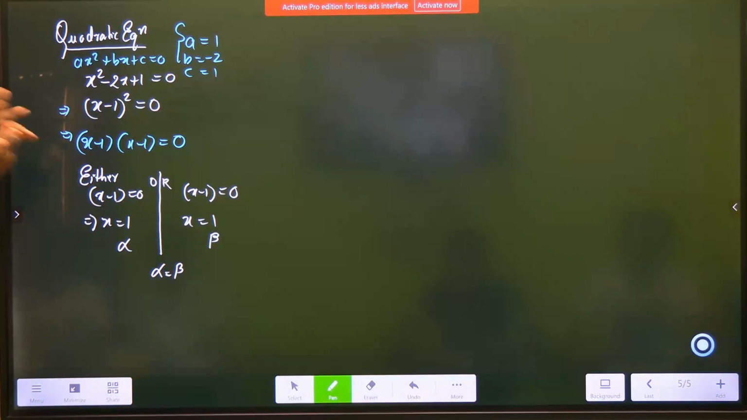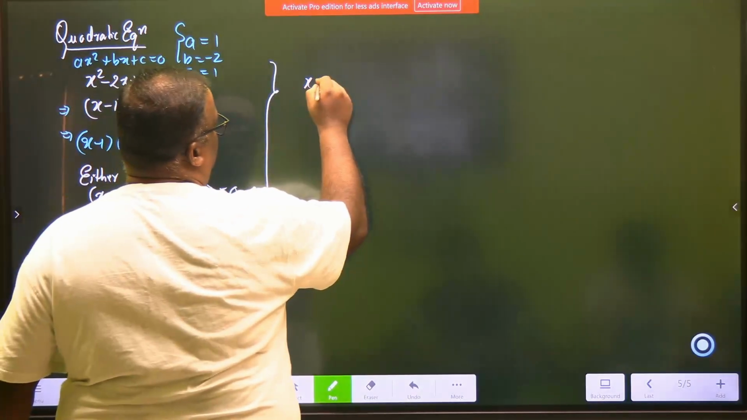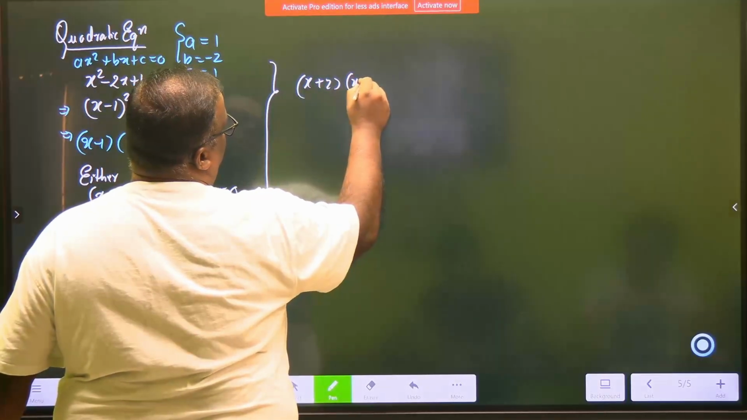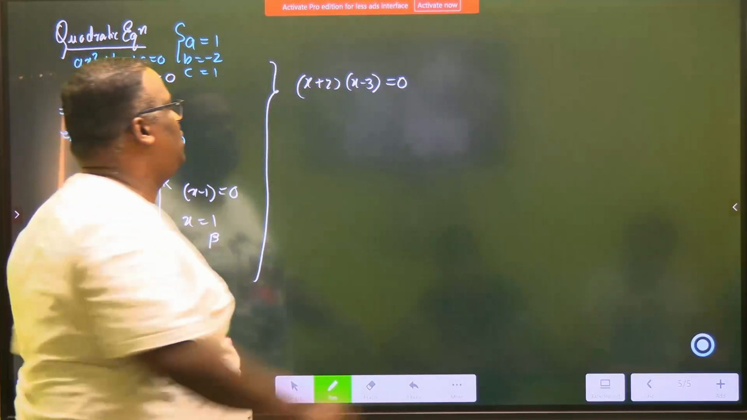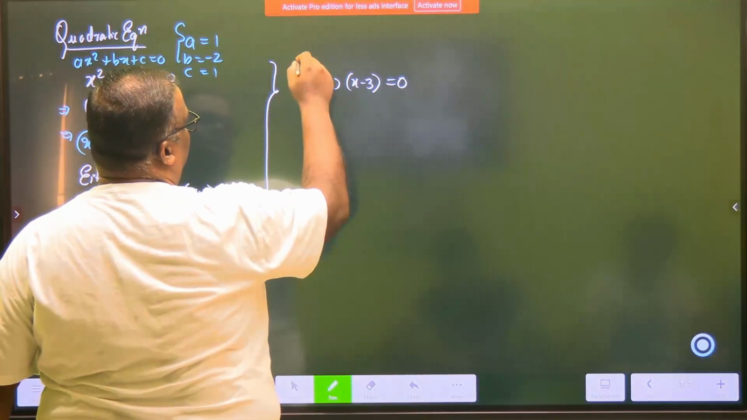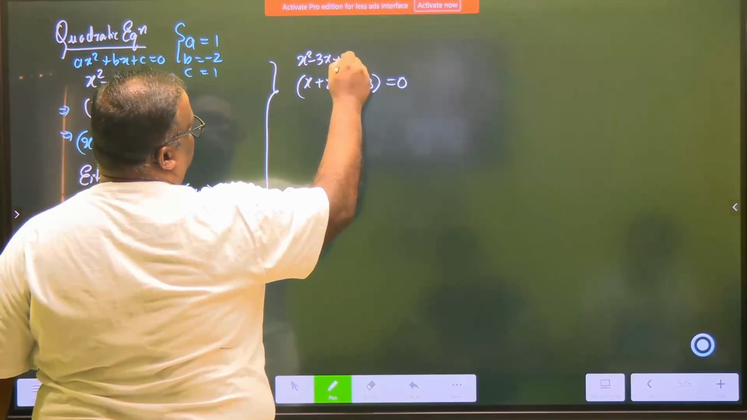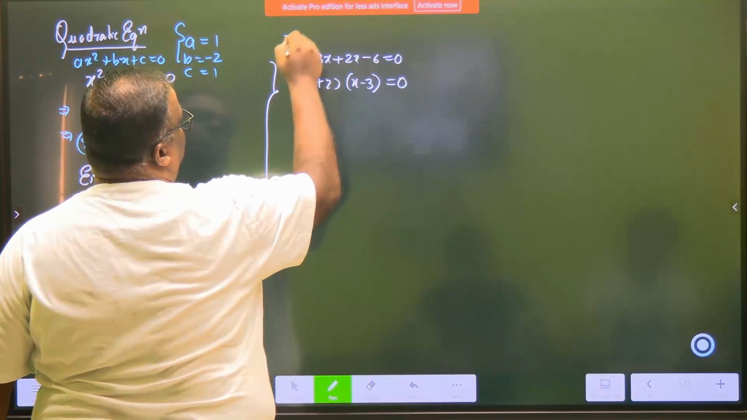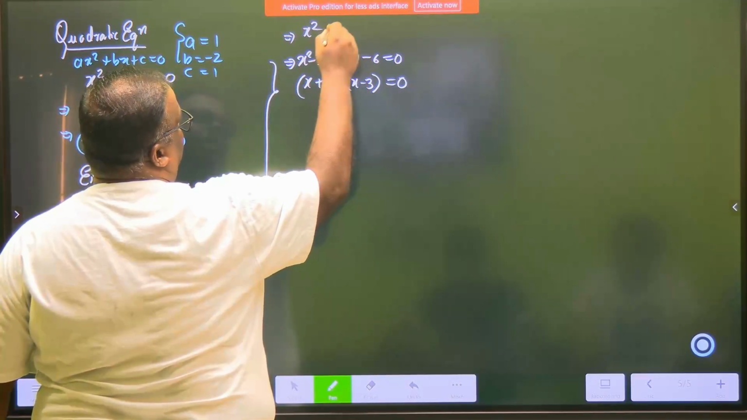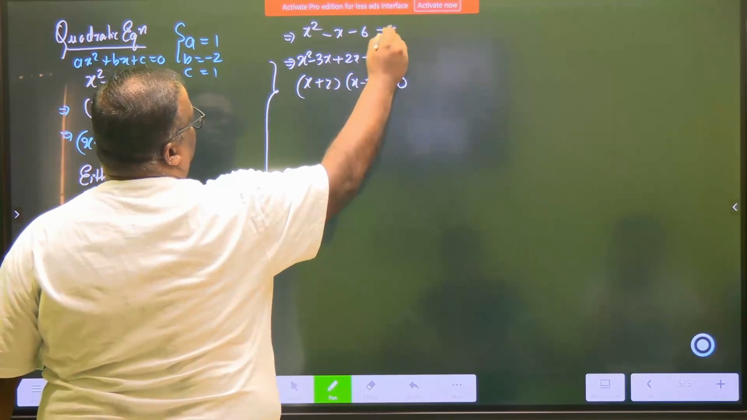Correct? This is a case where we say it is an equal solution. Suppose our quadratic equation was something like (x + 2)(x - 3) = 0 after factorization. Can we pull up and see what the equation is? Our equation would have been x² - 3x + 2x - 6 = 0, and if you pull up one more step, it becomes x² - x - 6 = 0. Don't you think this is the equation?